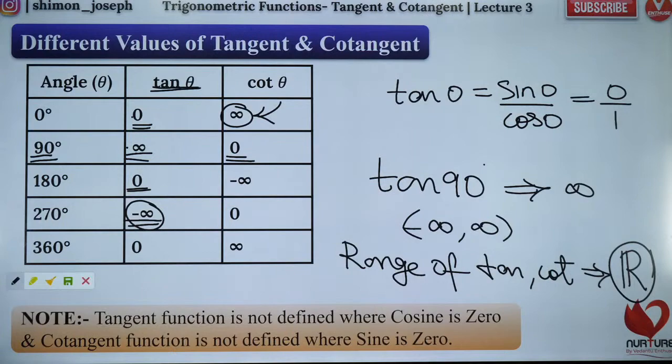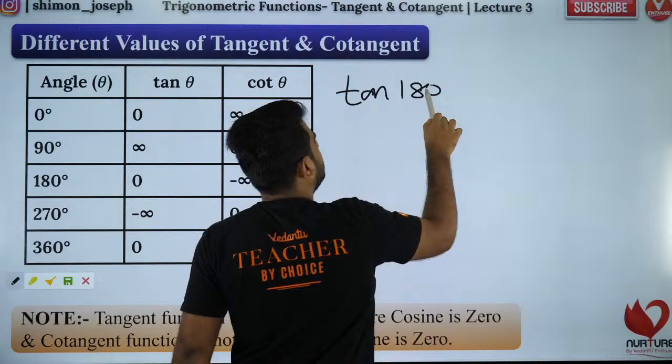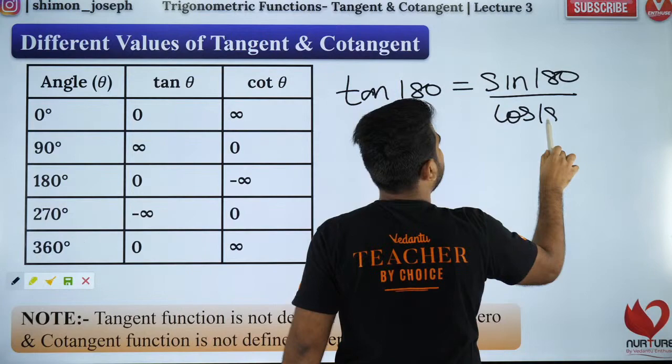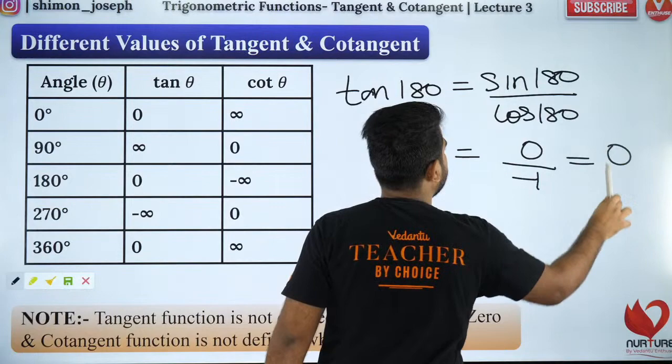Very good, Arul Kumaran. Teja Swarup, 180, I'll explain. So tan 180 is what, Teja? Tan 180 is sine 180 by cos 180. Sine 180 is what? 0. Cos 180 is minus 1. So it'll be 0. Understood?